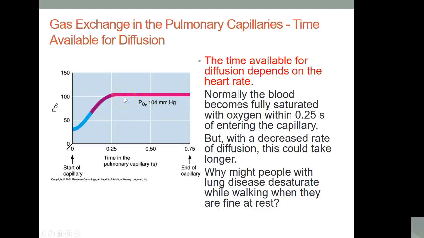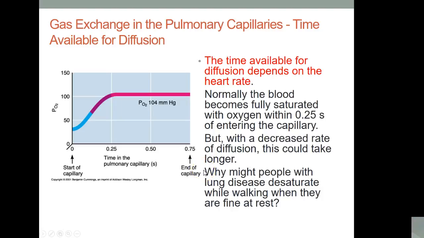Okay, so that's normal. Now, if we had a diffusion impairment, this line, instead of looking like this, could look something like this. Sorry, I don't have tools to draw on my computer screen here. Just follow my mouse. It goes like this, and it takes to the end of the capillary before it reaches the maximum amount. So a question for you is, if you had a diffusion impairment, why might some people with lung disease desaturate while walking when they are fine at rest?